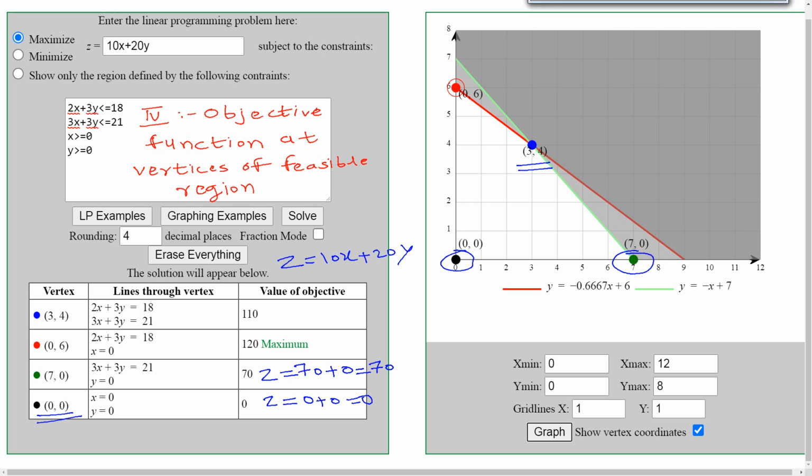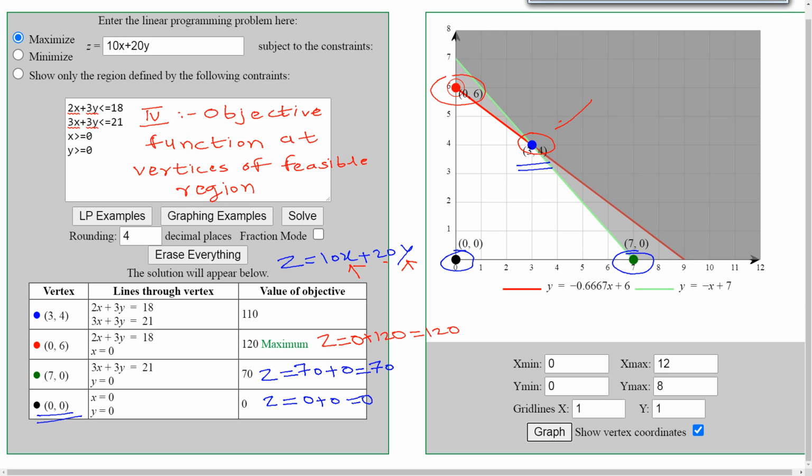Then at point (0, 6) we will find the value. So at point (0, 6) the value is z is equal to 10 into 0, that is 0, plus 6 into 20. Here we are substituting x as 0 and y as 6. So 10 into 0 plus 20 into 6, that is 120. So that is equal to 120. This was the value at (0, 6).